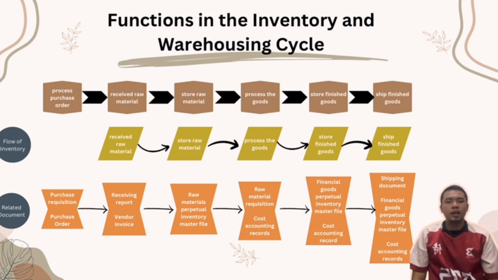When we finish producing the finished goods, we need to store them. In order to store them, there will be two documents related to the process, which are the finished goods perpetual inventory master file and the cost accounting record. And for the last part, the goods will be shipped to the customer. To ship the goods, there will be the shipping document, the finished goods perpetual inventory master file, and the cost accounting records. These three documents will be related to the process of shipping the finished goods to the customer.